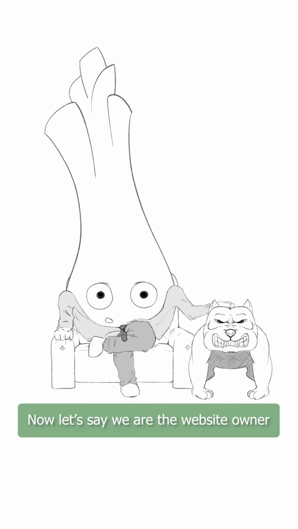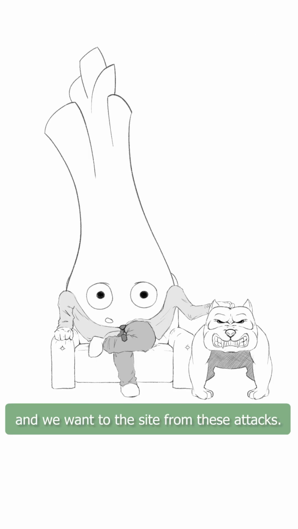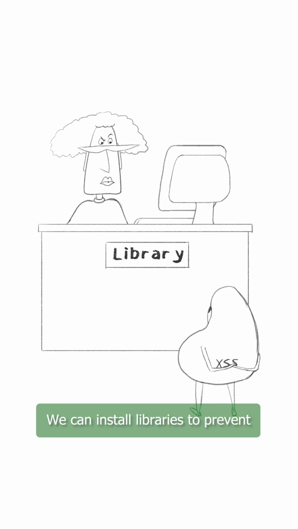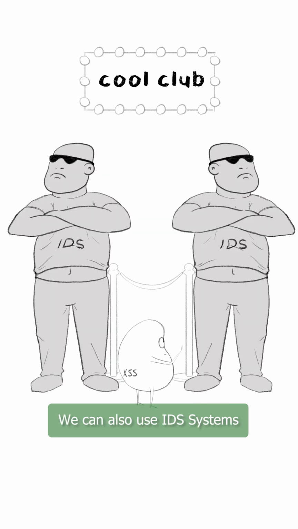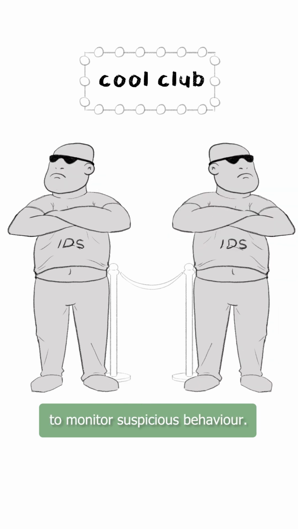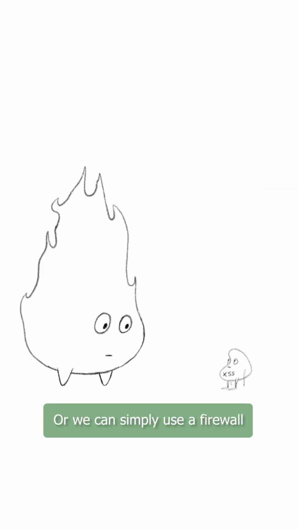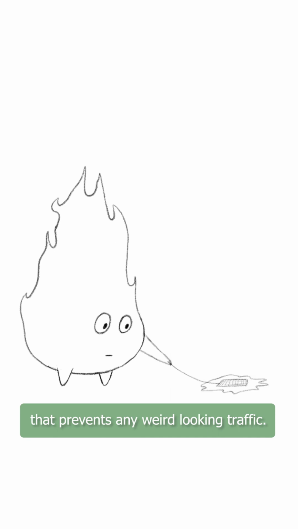Now let's say we're the website's owner and we want to protect ourselves from these attacks. What can we do? We can install libraries to prevent XSS from being injected into our code. We can also use IDS systems to monitor suspicious behavior. Or we can simply use a firewall that prevents any weird looking traffic.